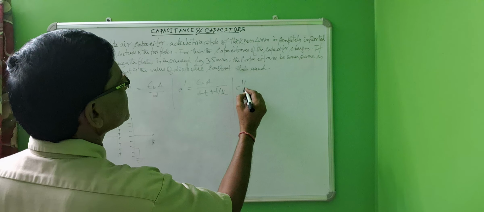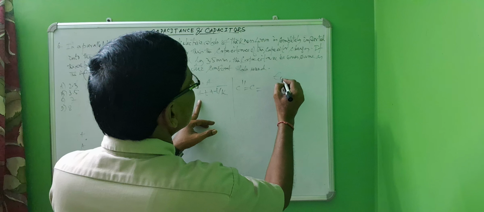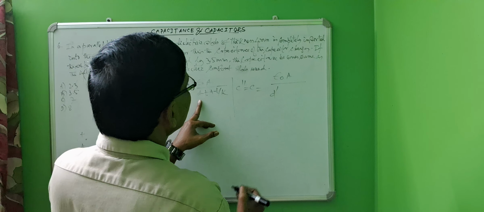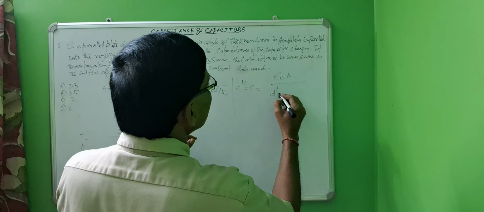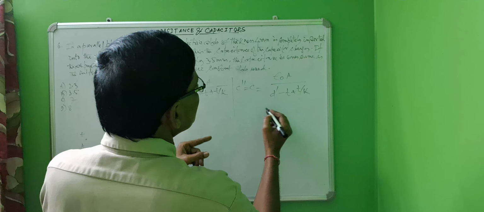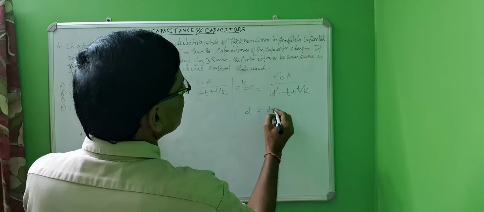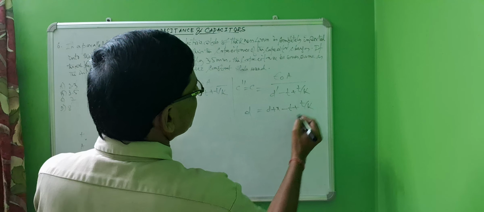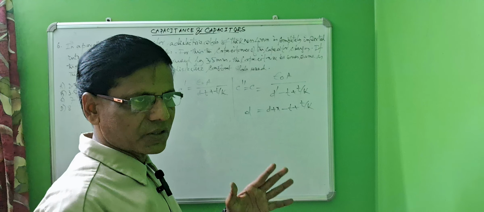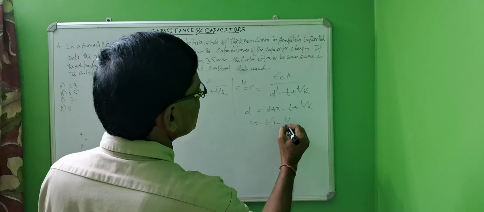Now C double dash equals C. So we have to increase this d, as epsilon 0 divided by d dash minus t plus t by K. So if we consider this, we can get d dash equals d plus x minus t plus t upon K. Suppose x is the increasing factor, the distance which is increased. So x equals t into 1 minus 1 by K.